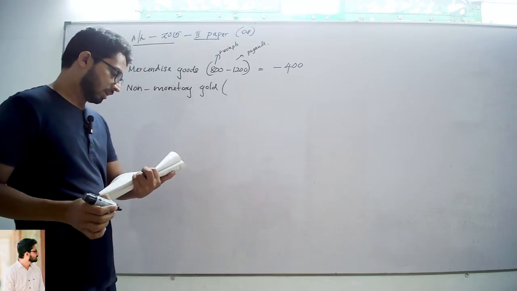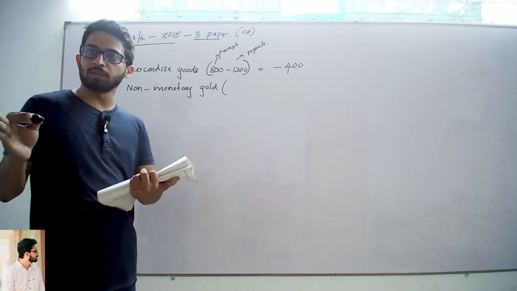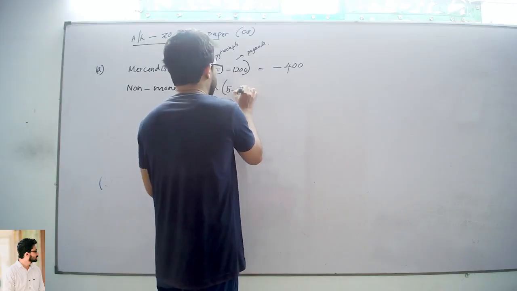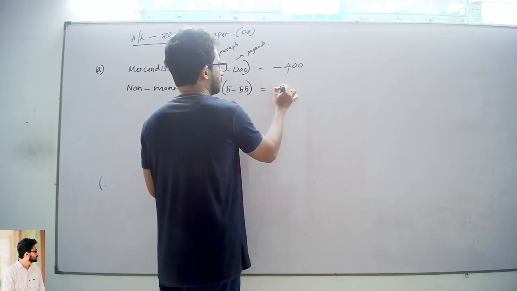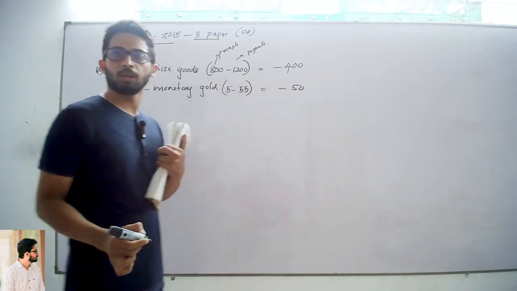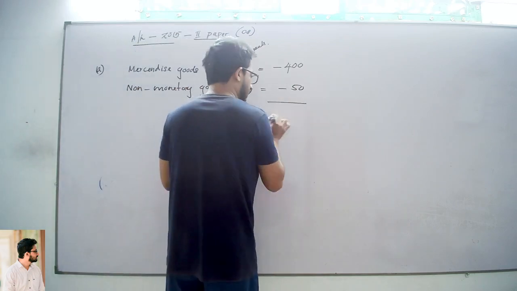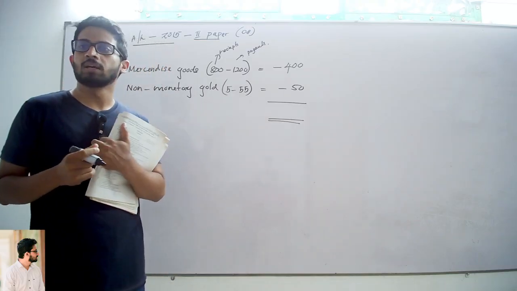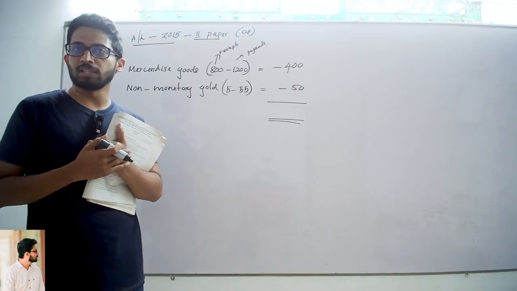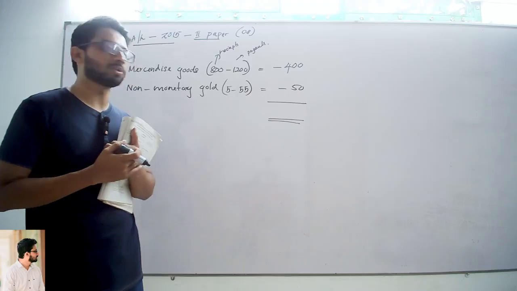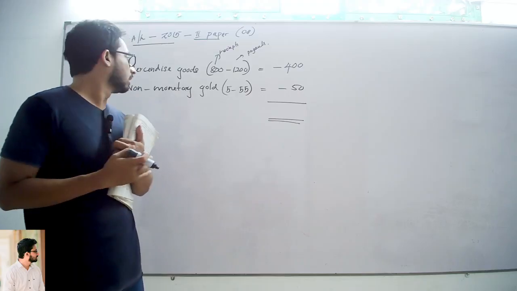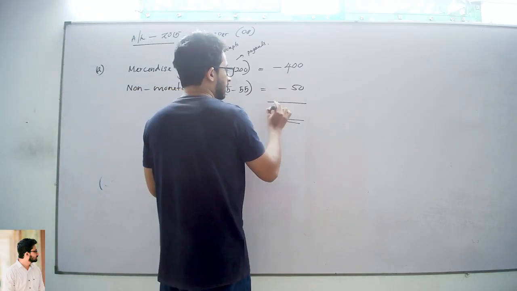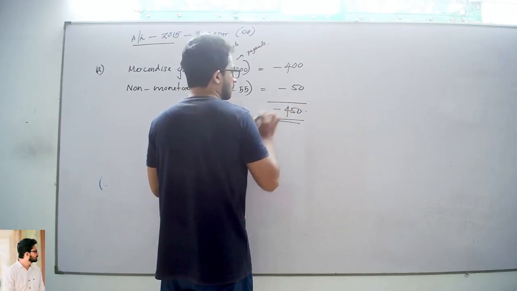Non-monetary gold, credit 5. Credit 5 means receipt 5, minus payments 55. Then get the net balance. Net balance should be minus 50. Then get the total value, because only two types of transaction should be recorded in the trade in goods. These are the two transactions, merchandise goods and non-monetary gold. Then take the net value: minus 400, minus 50. The net value should be minus 450.